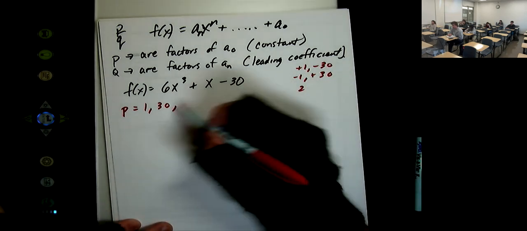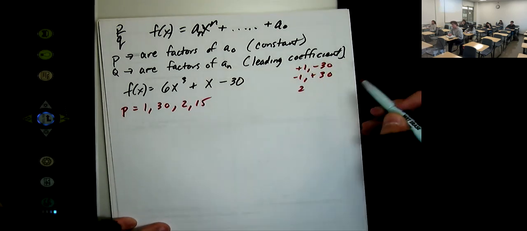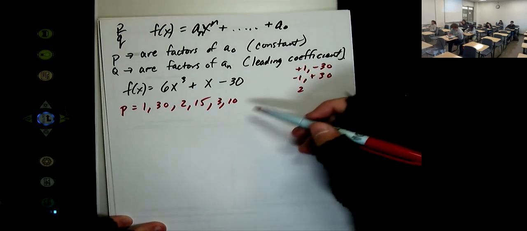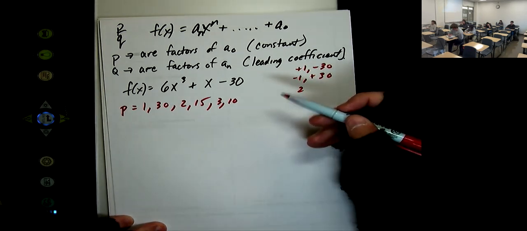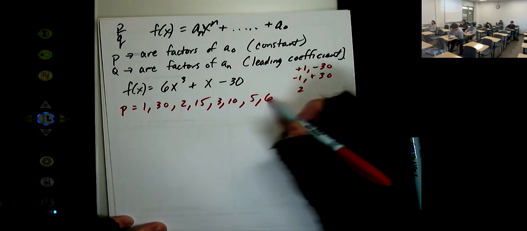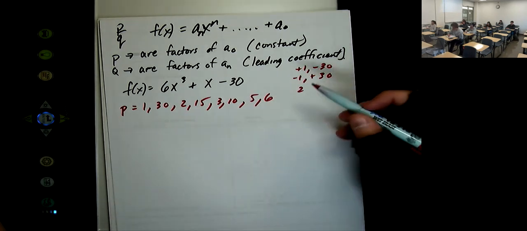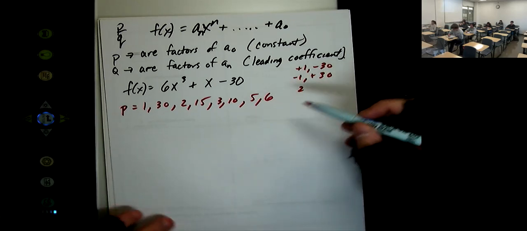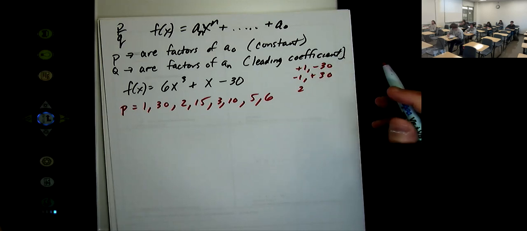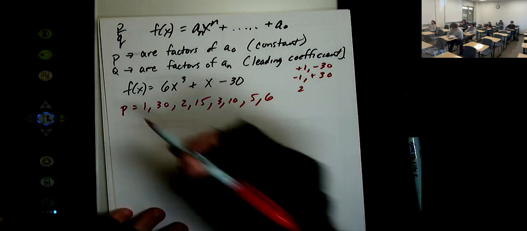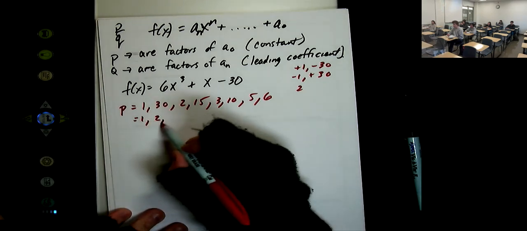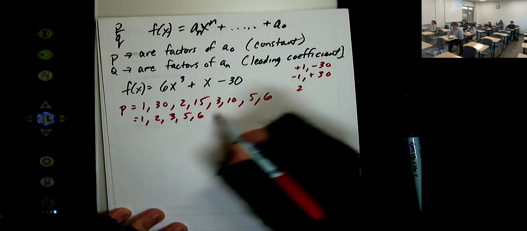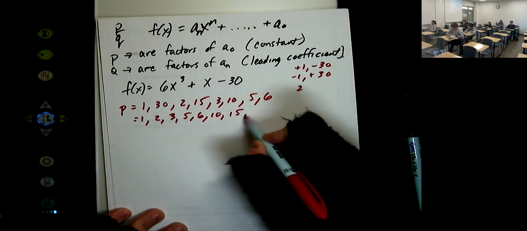2 does go into it, 2 goes into 30 15 times. 3 goes into it 10 times. 4 doesn't. 5 goes into it 6 times. And as soon as I start going up past 5, I get to 6, now I'm doing the other numbers. So those are all of the factors of P. Now, I think it's a little bit easier, when you're doing the next step, to have these in increasing order. So I'm going to do that real quick.